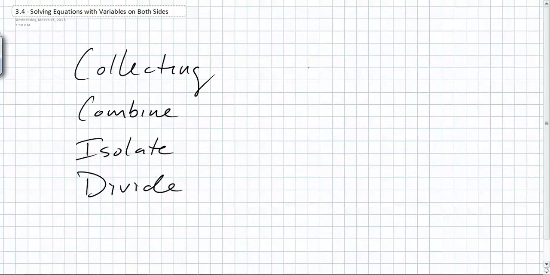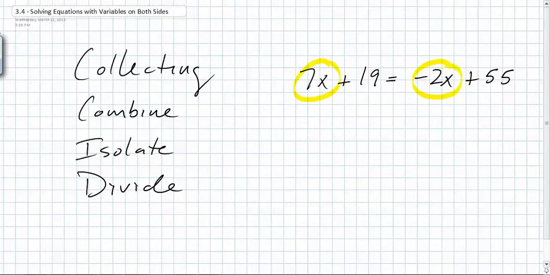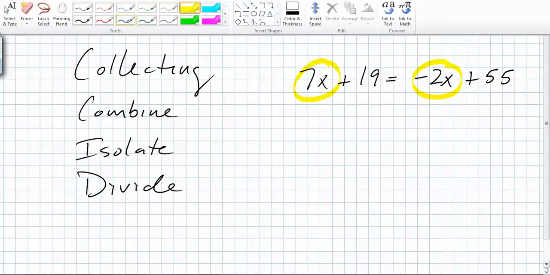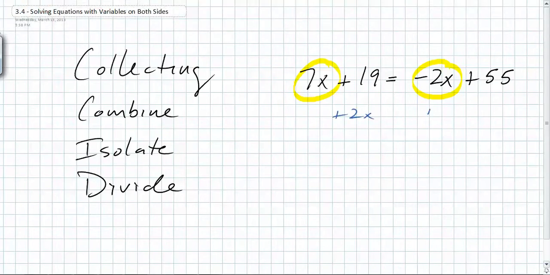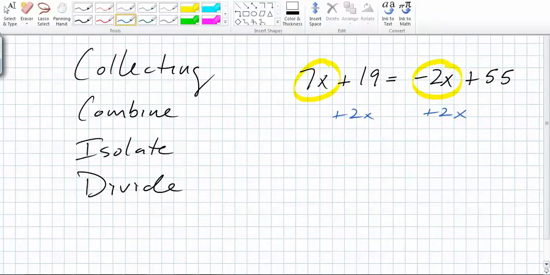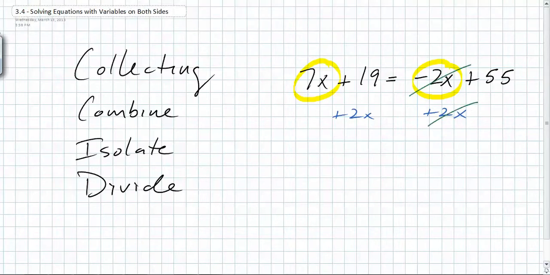So for example, you could have 7x plus 19 is equal to negative 2x plus 55. Our first step is to collect all the variable terms on one side. We have a 7x and a negative 2x. You want to get all of the variable terms collected on one side. So to do that, we're going to add 2x to both sides. When we do that, on the right, the negative 2x is going to cancel. And you're left with 7x plus 2x plus 19 is equal to 55.